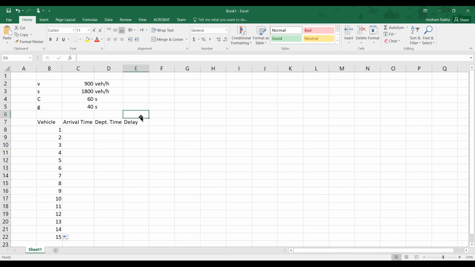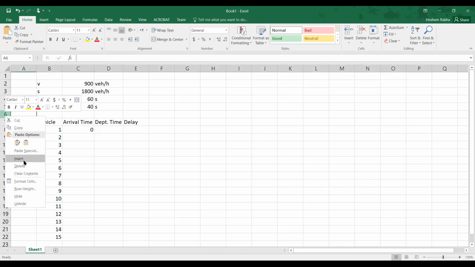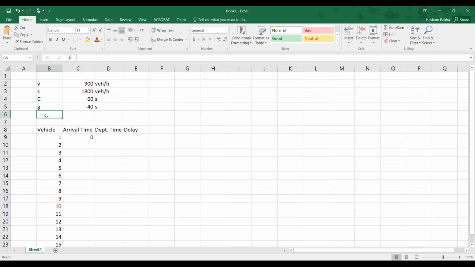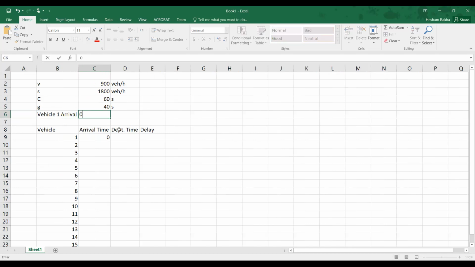Is that clear? So let's say we don't know what time the first vehicle is going to be arriving, but let's say the first vehicle arrives at time 0, which can be changed if we want. So maybe let's insert a line here. Vehicle 1 arrival, and let's call this 0 seconds. And I'm going to make this one equal to that entry there. So if I wanted to change it, I could just change it.